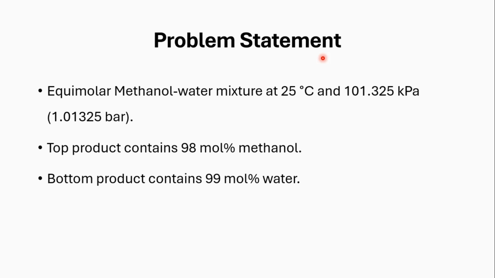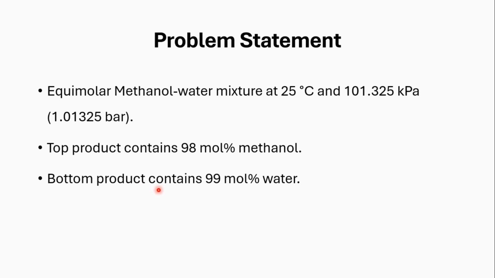in Aspen HYSYS to separate an equimolar methanol water mixture which is entering the distillation column at 25 degrees centigrade and 101.325 kilopascal, which is 1.01325 bar. The top product should contain 98 mole percent methanol. Obviously, it's a binary mixture, so the remaining 2% will be water. The bottom product must contain 99 mole percent water, and the remaining 1% will be methanol.